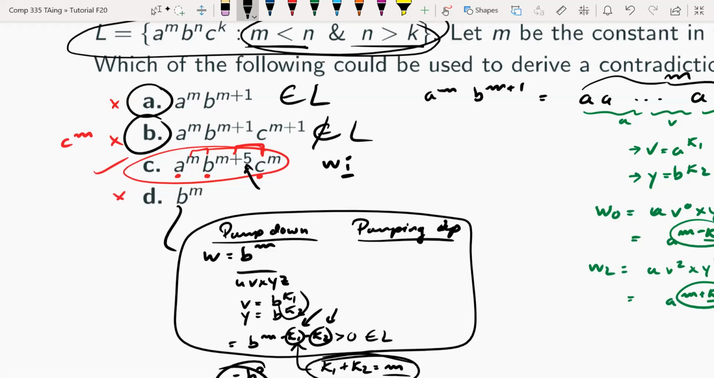Wait a minute, you can't. All right, give me a second. No, you can't pump down by more than 1. Because you can only have... yeah.